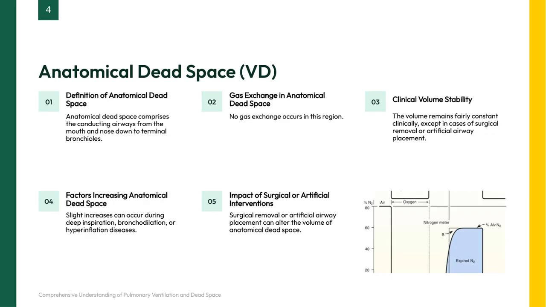Except in cases where surgical procedures are performed or artificial airways are introduced, we generally see little variation in dead space volume. It's important to note that no gas exchange occurs within this anatomical dead space. The air simply fills these conducting pathways without participating in oxygen or carbon dioxide transfer. In summary, anatomical dead space comprises the conducting airways from the mouth and nose all the way down to the terminal bronchioles. Understanding this helps us appreciate how ventilation works and how various interventions or conditions can influence respiratory efficiency.